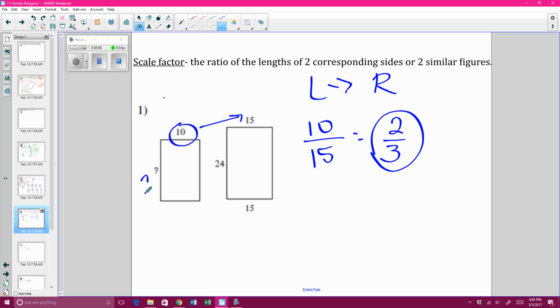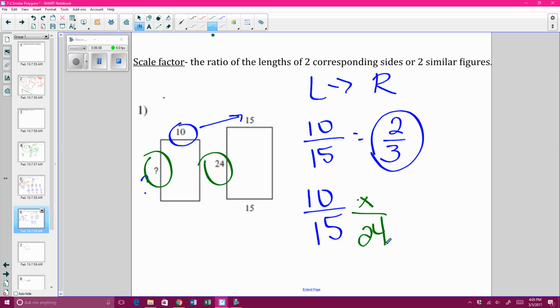I'm just going to go ahead and set up a proportion where I know that 10 corresponds with 15, and so my missing side corresponds with 24. And since they are similar to each other with a scale factor of 2/3, I can set them equal. 10 times 24 is 240. 240 equals now 15x, and what is 240 divided by 15? It's 16, so x equals 16.